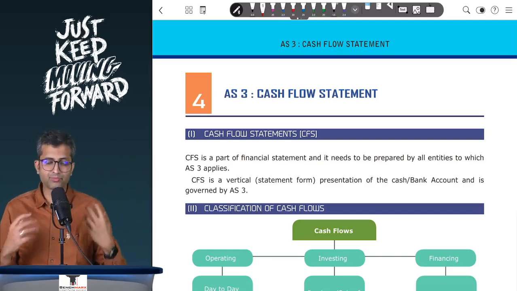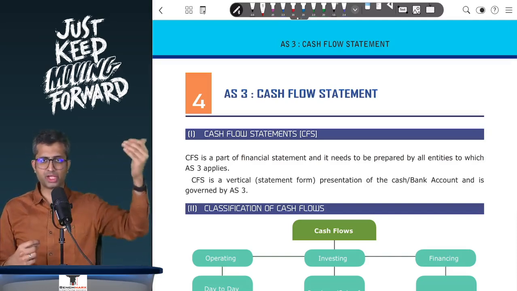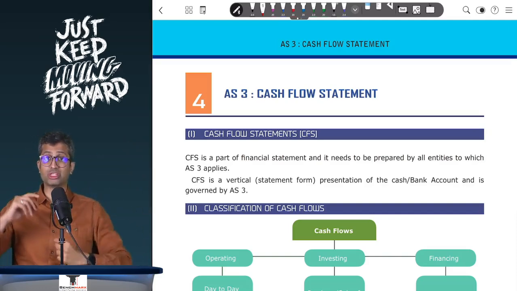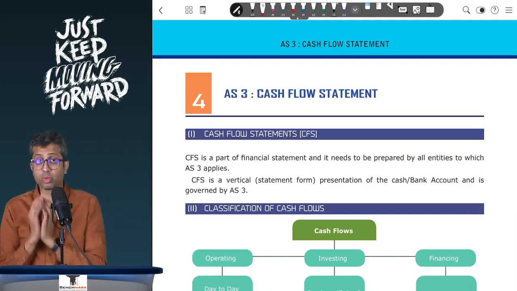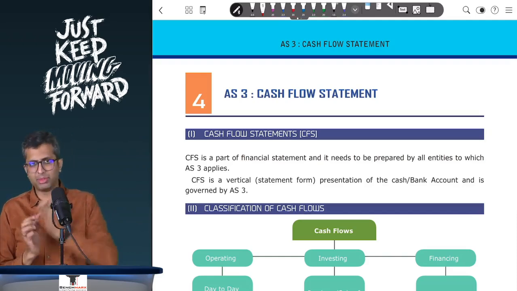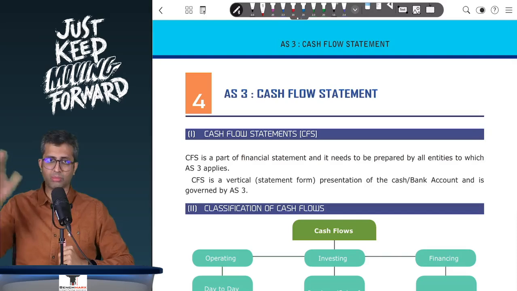Now during the year, your opening cash may be 100, your closing cash may be 150. So there's an increase of 50 during the year. Why is the increase happening? It may be partly due to operating, partly due to investing and partly due to financing.